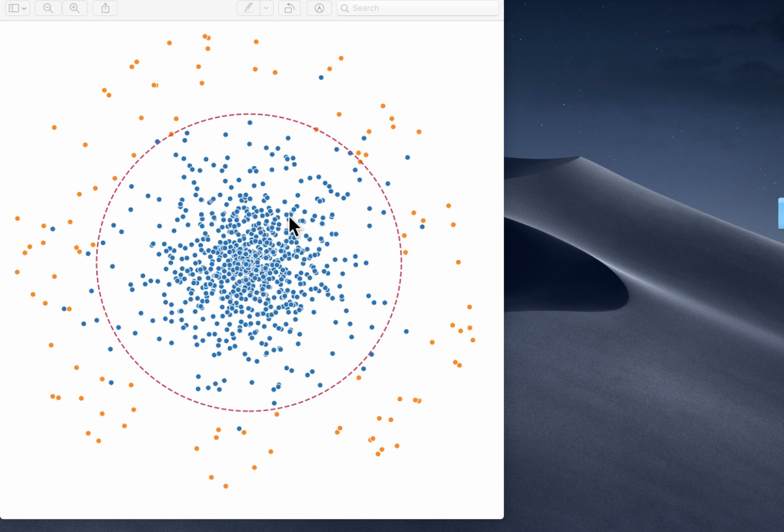And I'm showing you this picture, a depiction of an anomaly. You have all of these blue dots within this red circle. These are the normal, usual, run-of-the-mill values. And the values that you have over here, the orange dots, these are the outliers or the anomalies.